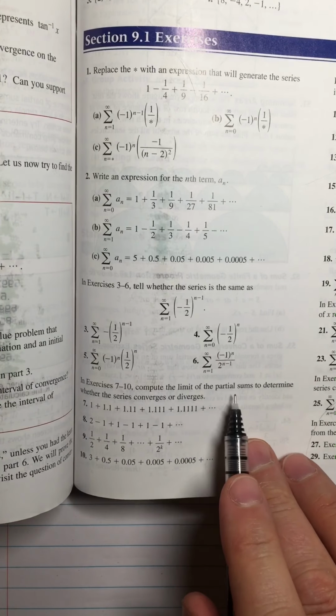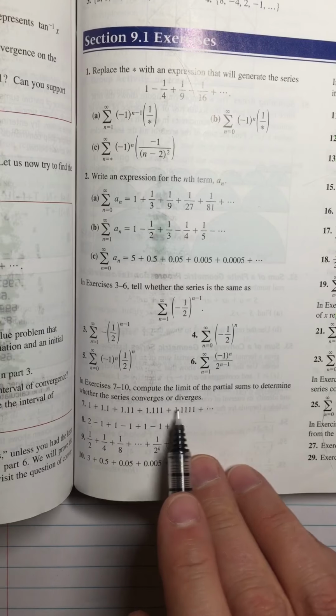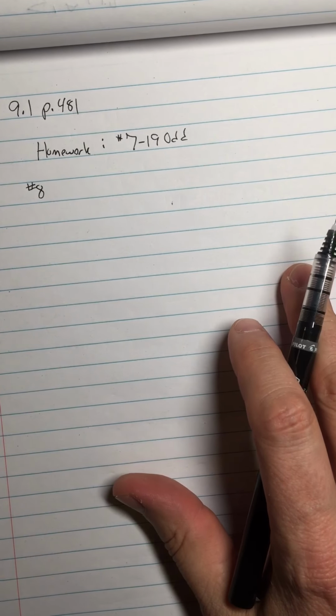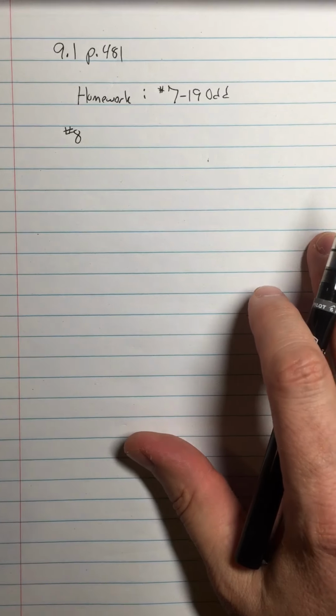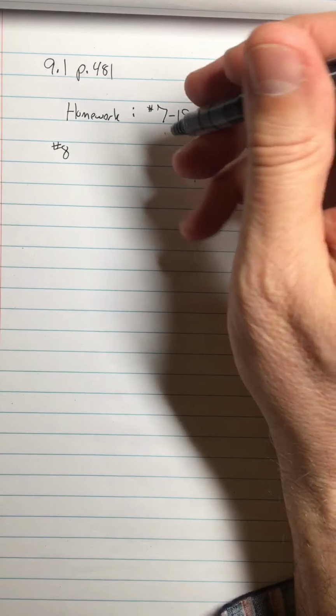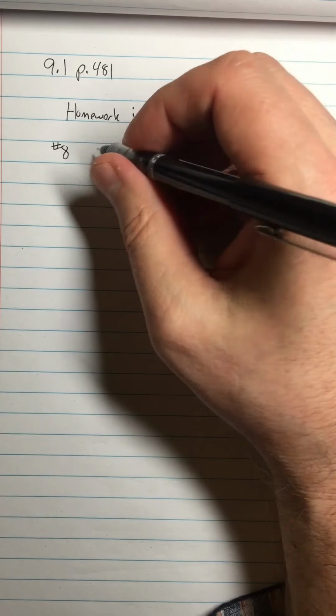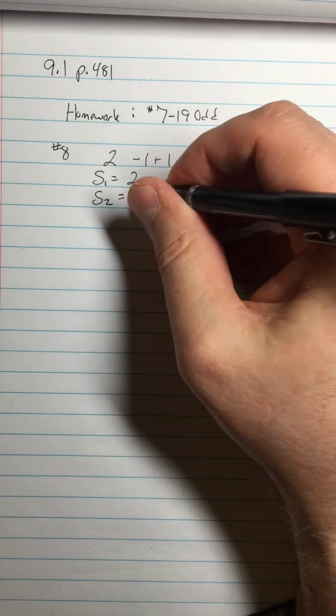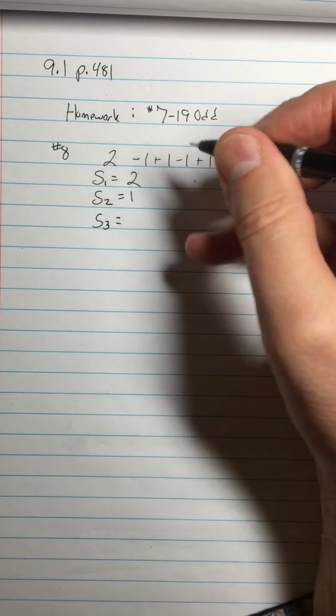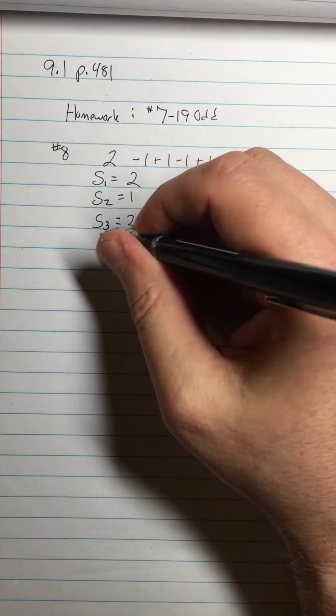It says compute the limit of partial sums to determine whether the series converges or diverges. All right, so that means we're going to look at S sub n for various values of n and try and compute that limit. So all you really need to do here is look at, here's my sequence: 2 minus 1 plus 1 minus 1 plus 1. All right, so what is S sub 1? S sub 1 is 2. What is S sub 2? It's 2 minus 1, which is 1. What's S sub 3? It's 2 minus 1 plus 1, which is 2, and so on.